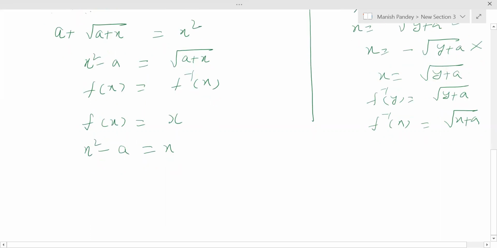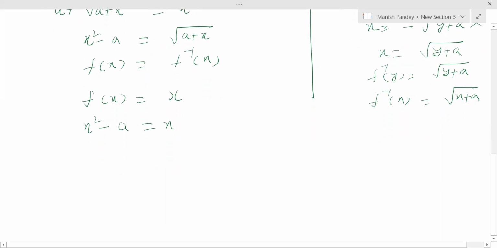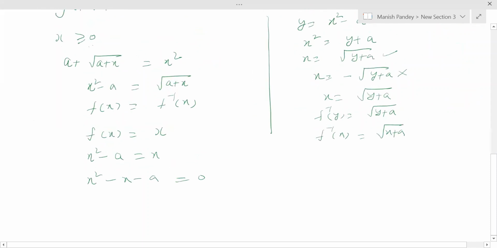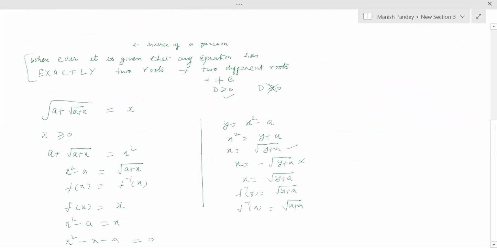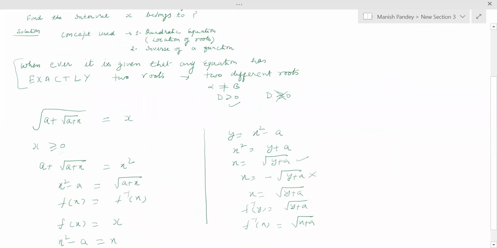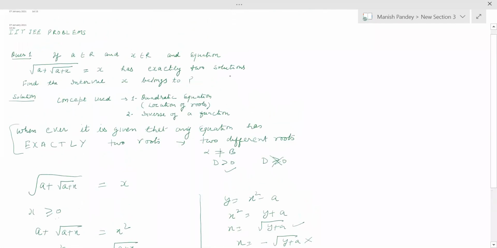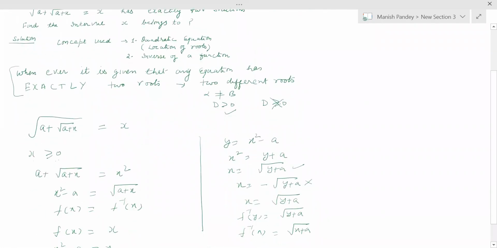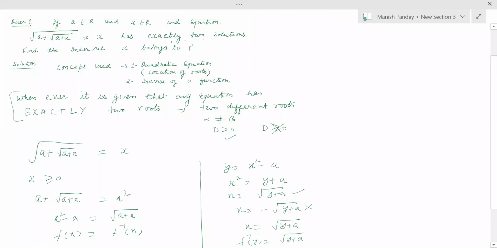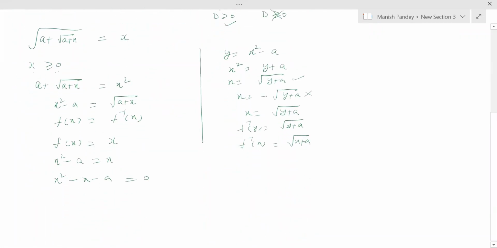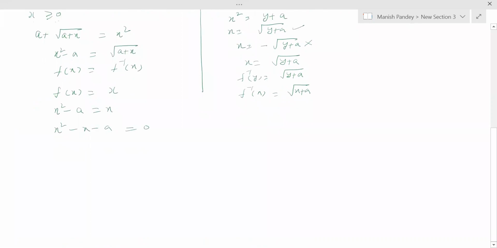Now we are going to use the concept of quadratic equation. The equation comes x square minus x minus a is equal to 0. From where does the question start? The question starts that this equation has exactly two solutions. But the important point is that exactly two solutions and x greater than equal to 0 means exactly two positive solutions. Now the question comes in this form.